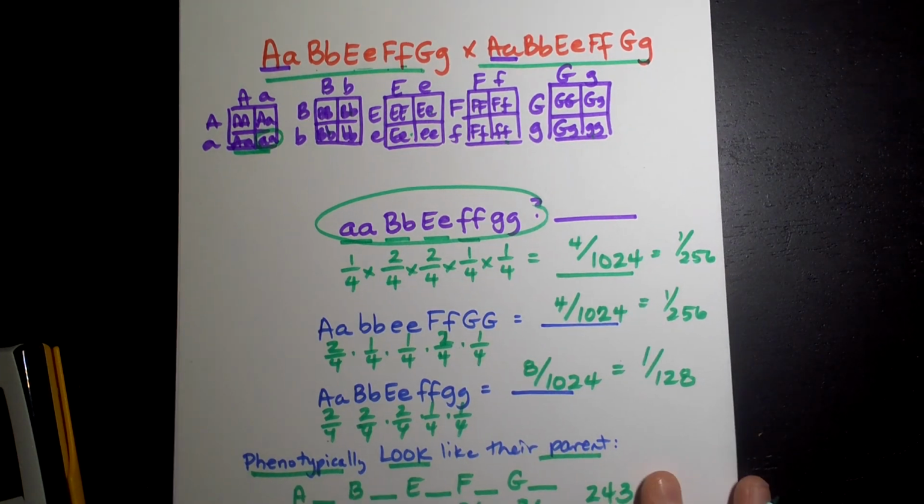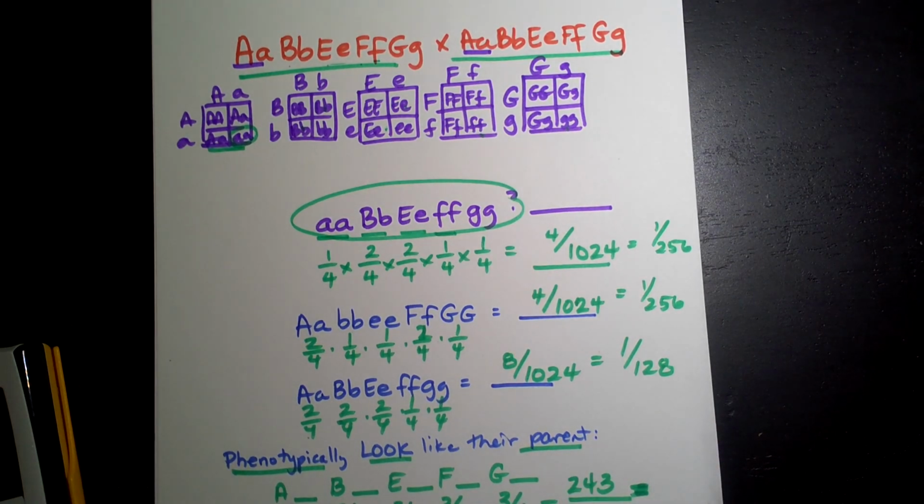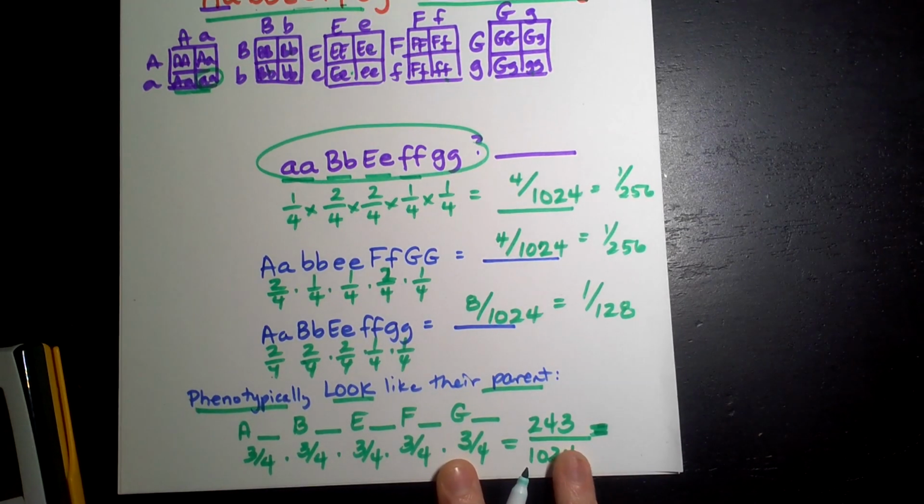And then exactly like the parent, they have all the traits just like the parent. All right, so that's how you do those, and that is it.